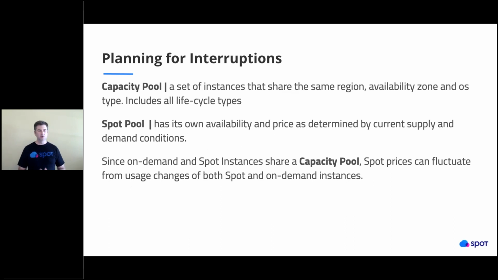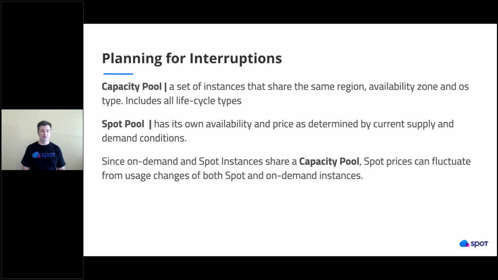So just a little bit more info about the terms that we use to define spot markets and how they exist. There's two types of pools. There's a capacity pool inside the providers, and then there's a spot pool. And just so you know how these two usually line up with one another, a capacity pool is a set of instances that share the same region, availability zone, OS, hardware. And then the spot pool has its own availability and price that's kind of determined by the supply and demand of that capacity pool.